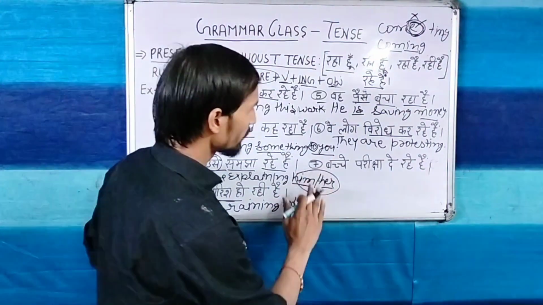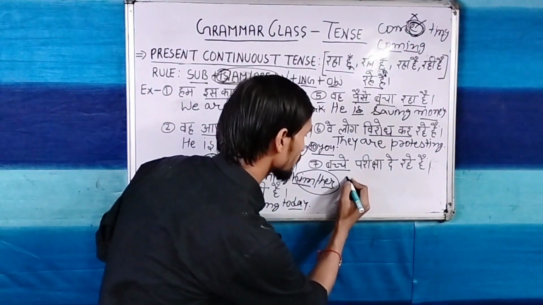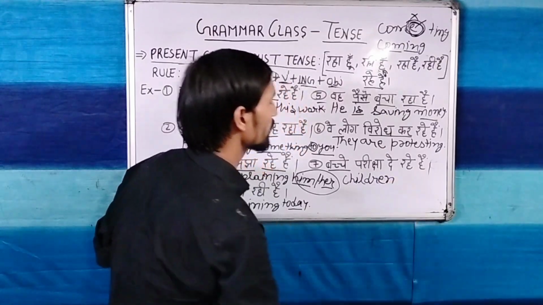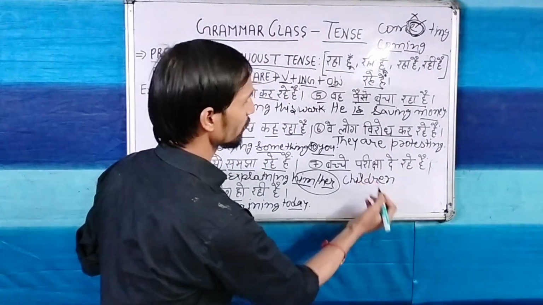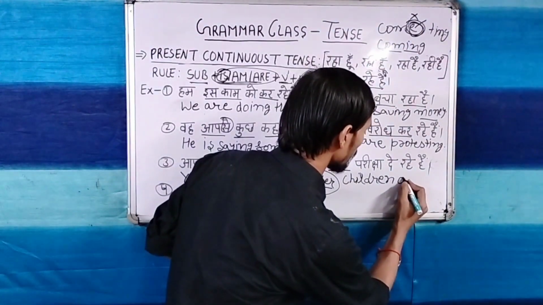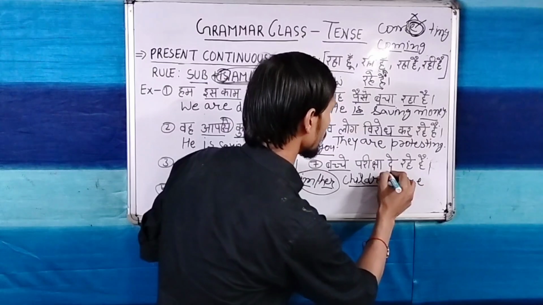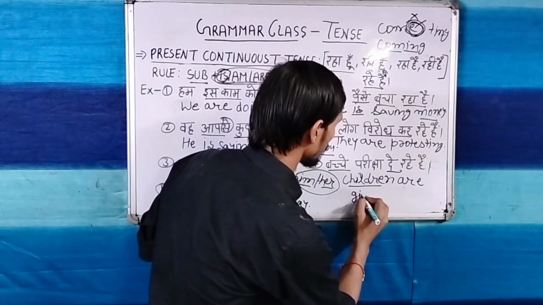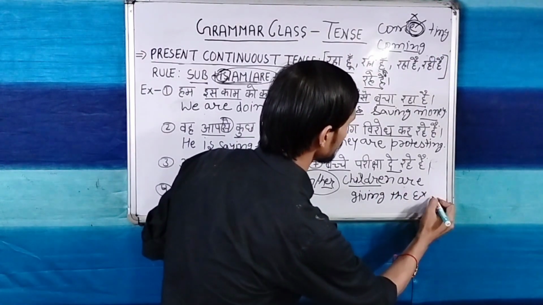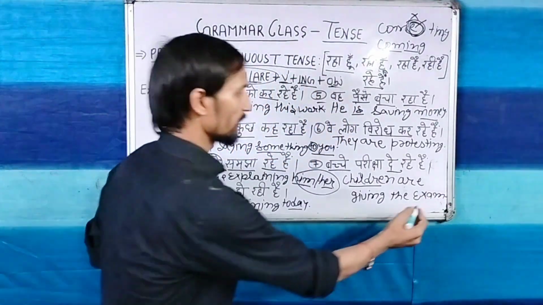Now let's see the next sentence. बच्चे परीक्षा दे रहे हैं. So बच्चे, this is our subject, and subject can be singular and plural both. So when subject is singular, so we will use helping verb is. When subject is plural, so we will use helping verb are. So children are plural. Children are देना, give, and with ing giving the exam. They are giving the exam. Children are giving the exams.